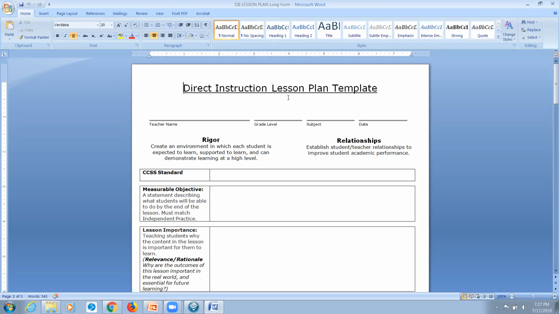Yes. Love this form. So your name at the top. Here's where you put your Common Core standard. You're going to put that big old long standard in there, but here's your measurable objective. What is a statement describing what students will be able to do by the end of the lesson, right? So that's that measurable objective piece.